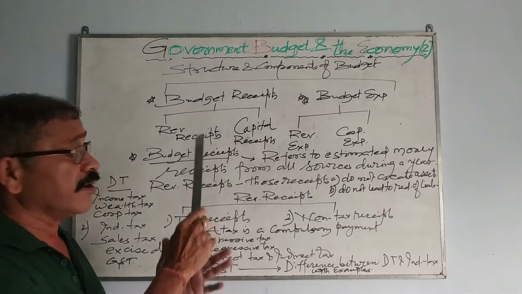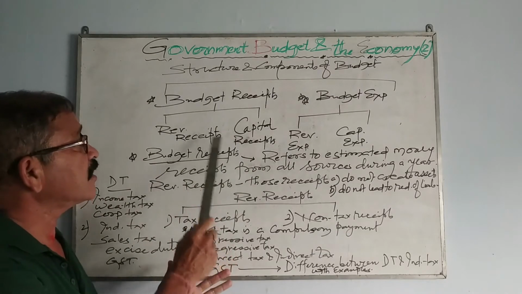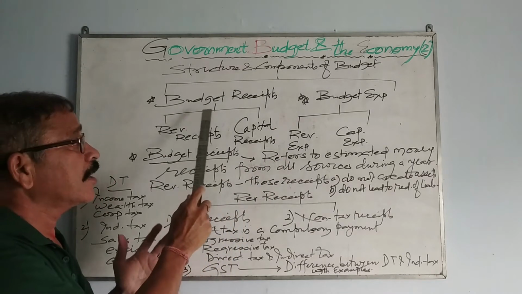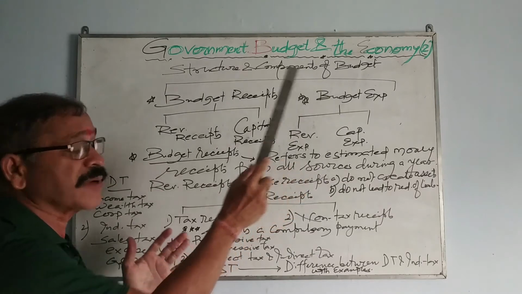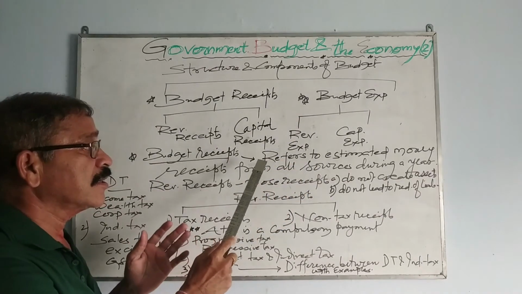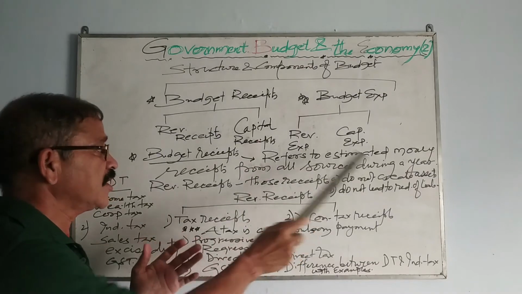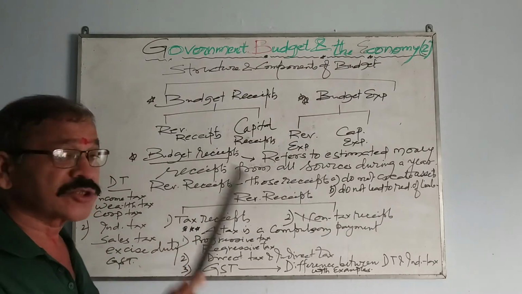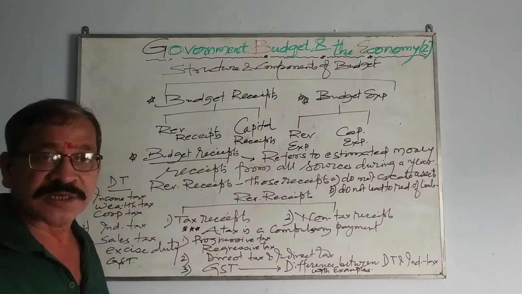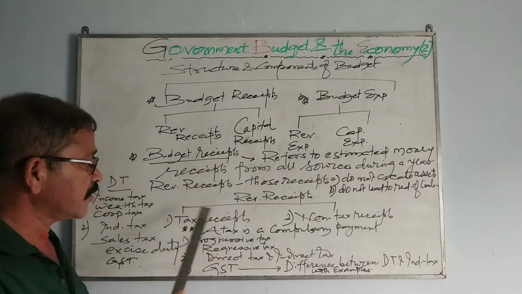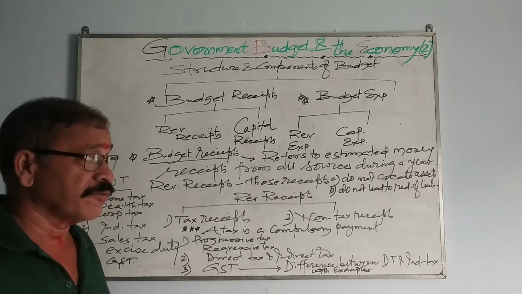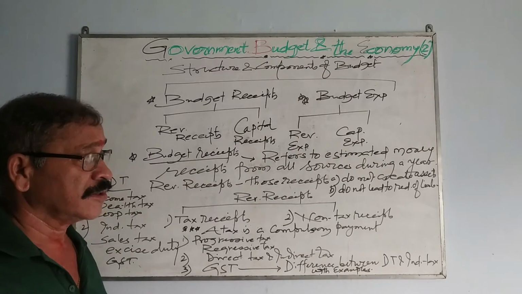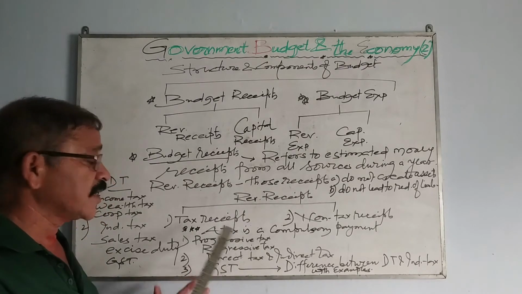Now, as far as this video is concerned, we discuss the structure and components of the budget. It has two types: budget receipts and budget expenditure. What is budget receipt? Budget receipts are the estimated money receipts from all sources during a year, and budget receipts have two types: revenue receipts and capital receipts. Revenue receipts are those receipts which do not create assets and do not lead to reduction of liabilities. Now revenue receipts have two types.